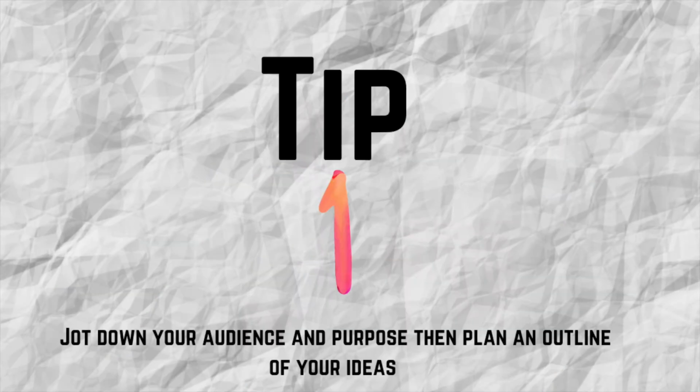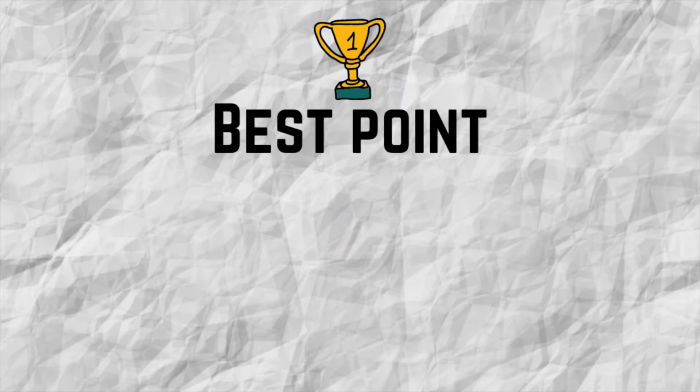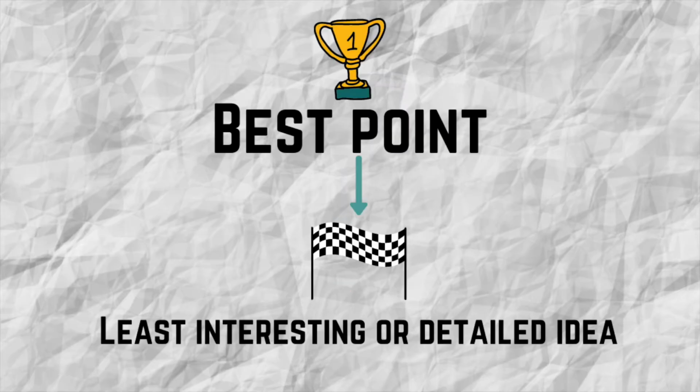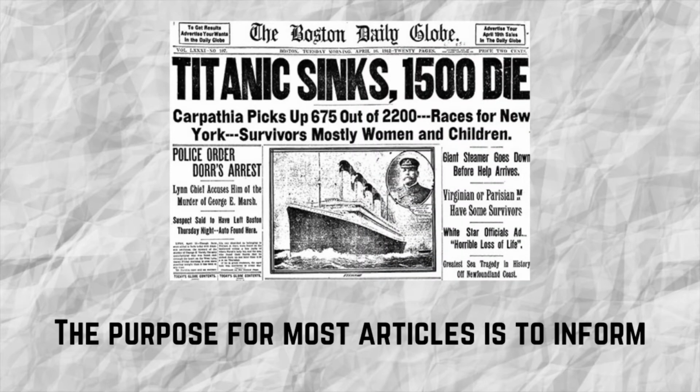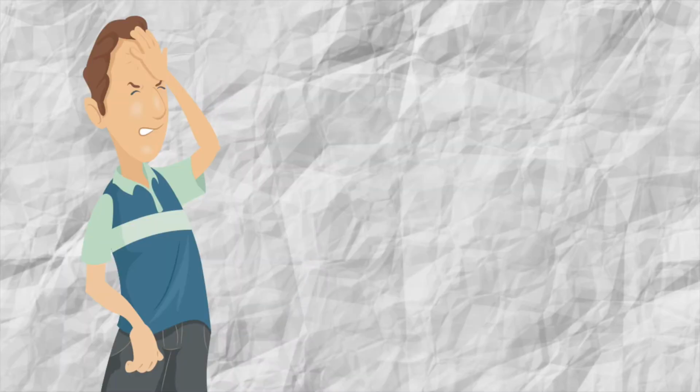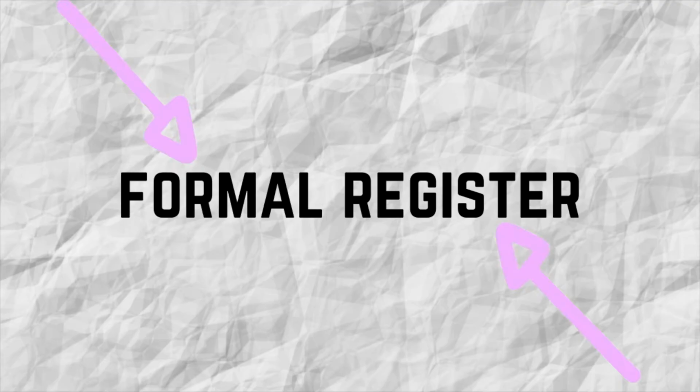Tip 1. Jot down your audience and purpose, then plan an outline of your ideas, putting your best point first and ending with your least interesting or detailed idea. This is normal in newspaper articles, but it's also better for you because if you run out of time, your best ideas are already written. The purpose for most articles is to inform, but if you can do this in an entertaining and engaging way, then even better. Don't forget that this should be written in a formal register with a professional tone.